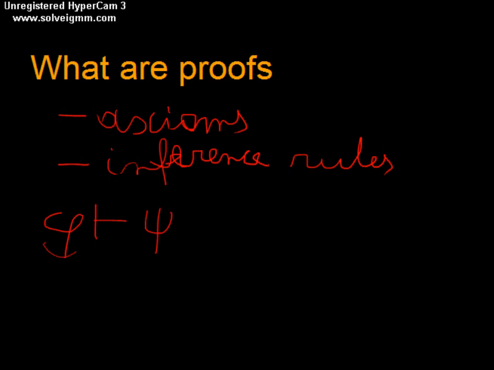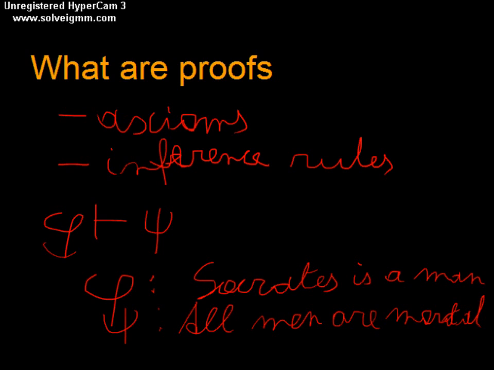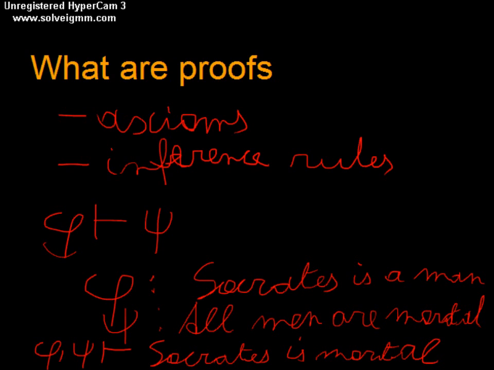For example, consider the following statements. Phi: Socrates is a man. Now we should be able to derive from these two statements that Socrates is mortal, and our inference rules will indeed allow us to do that. And then we will write that. The axioms that we will consider will be given shortly. But now we will give the inference rules.